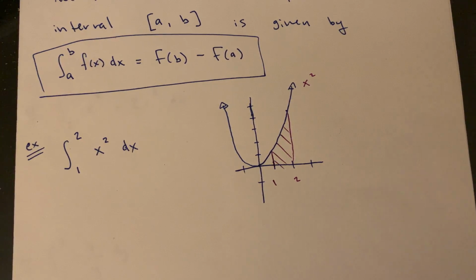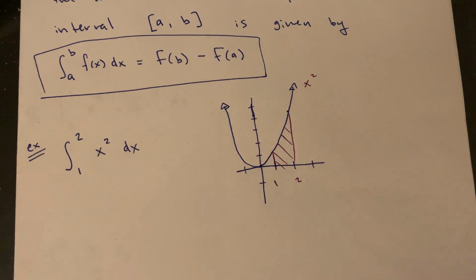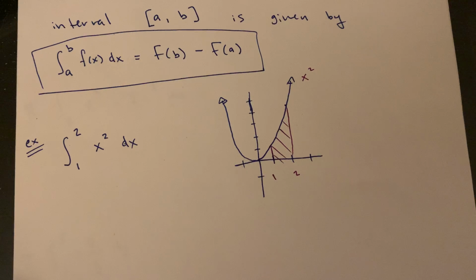So part of the idea here is this is a way to find areas of shapes that wouldn't just be our standard geometric shapes, circles, rectangles, triangles, trapezoids, that kind of stuff. This gives us a way to find areas where we have different shaped curves along the edges.